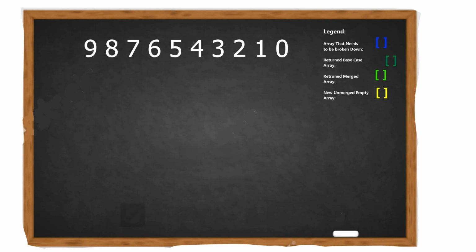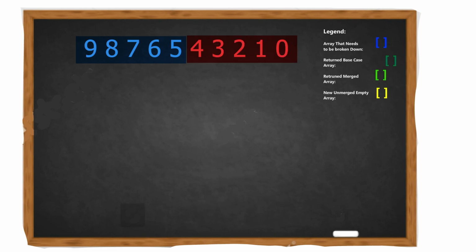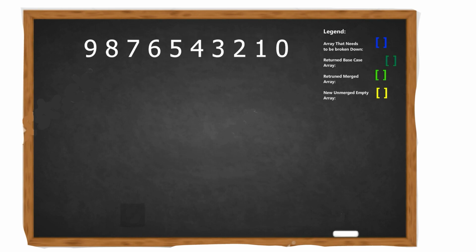So let's go back to the numbers 9 all the way to 0. On the first iteration, we're going to cut the list of numbers into a left and a right half. There are 10 numbers, so we just cut it in half. There's going to be 5 on the left and 5 on the right. On the left is 9, 8, 7, 6, 5, and on the right half it's 4, 3, 2, 1, and 0.